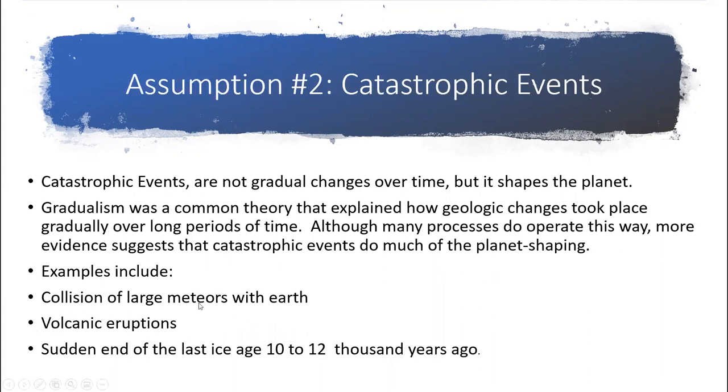And another example of large meteors that were striking the Earth is the sudden end of the Ice Age about 10 to 12,000 years ago. There was an Ice Age, and then all of a sudden, boom, no more Ice Age. Why? What happened? And you could see in the landscape a lot of evidence of a lot of water that came about during that time. So why did it end suddenly? Most likely a meteor.